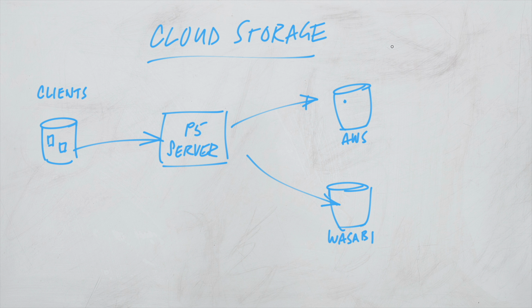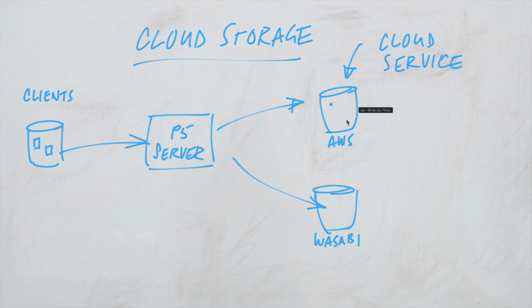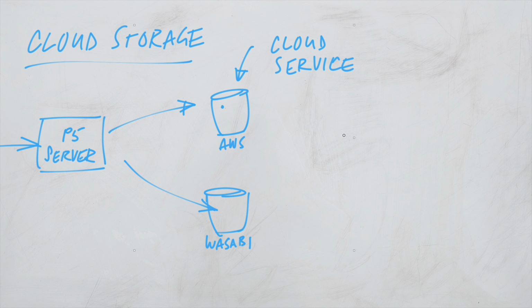So in order to get this working, we need to configure the AWS storage and the Wasabi storage. In P5 this is referred to as a cloud service, where we connect up the S3 storage, cloud service, and there's various bits of configuration needed to get this working. So let's just create a bit more space here for ourselves.